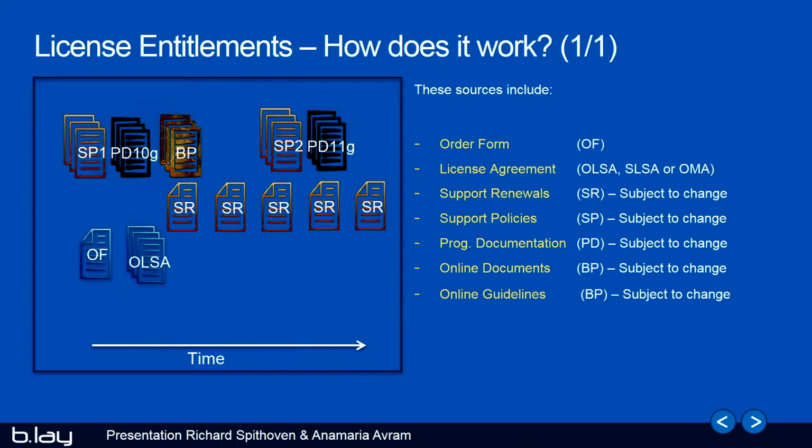The order form at all times refers to a specific license agreement, and the license agreement typically defines the metric under which you have bought the specific licenses as reflected in your order form. So in order to understand what is actually being bought with an application user, for example, you would need to have a look at your OLSA, SLSA, or OMA in order to understand how that application user has been defined.